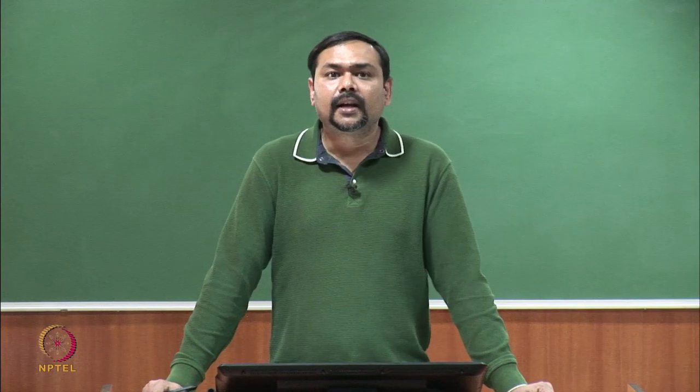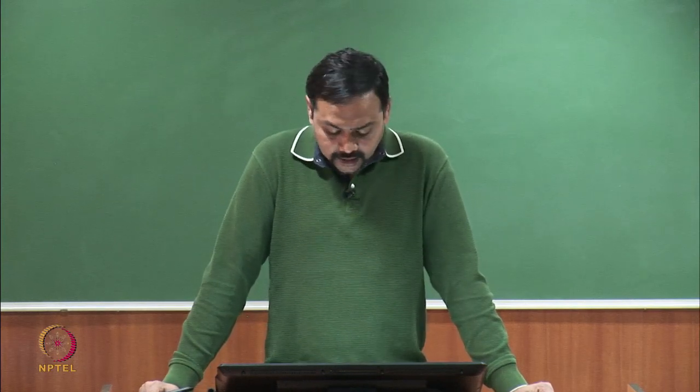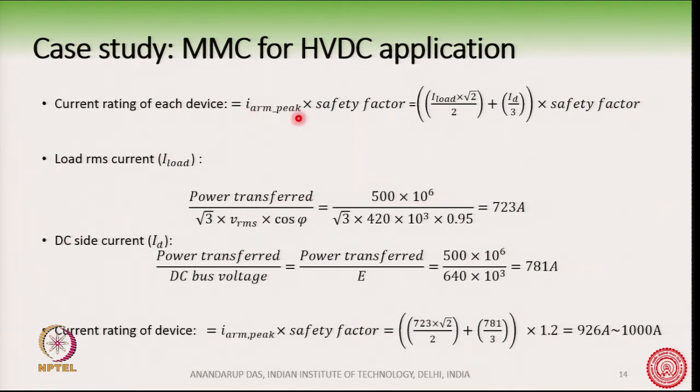And then, what is the current rating of each device? Now, the current rating is I arm peak, the peak current through the device, times a safety factor. So, what is the peak current through each arm of the MMC? It is equal to half of the RMS load current times root 2, plus one third of the DC current. That much current flows at peak in the arm, and then again we have a safety factor.